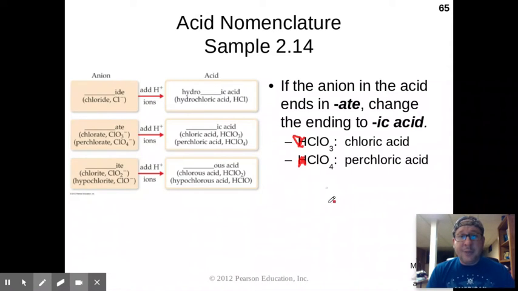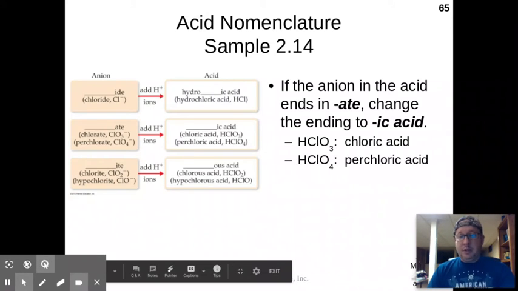In our last example here, if we have the perchlorate, ClO4 anion, we remove that ATE again and add IC acid, and you have perchloric acid, okay? So you're not necessarily changing a whole lot in terms of the name.